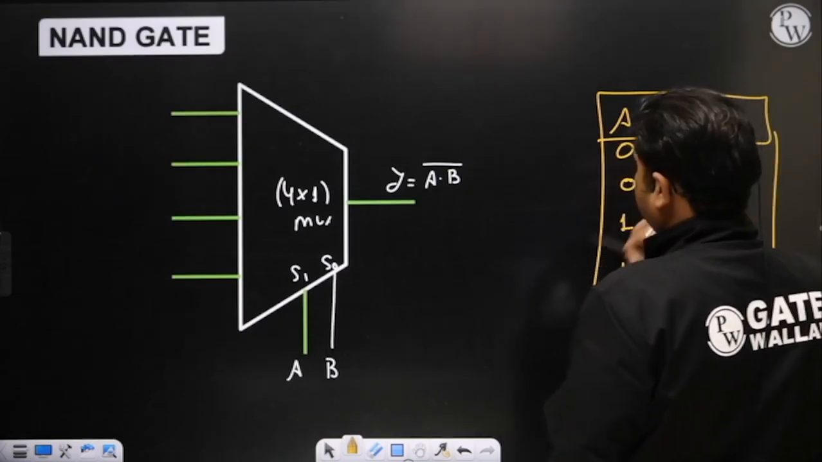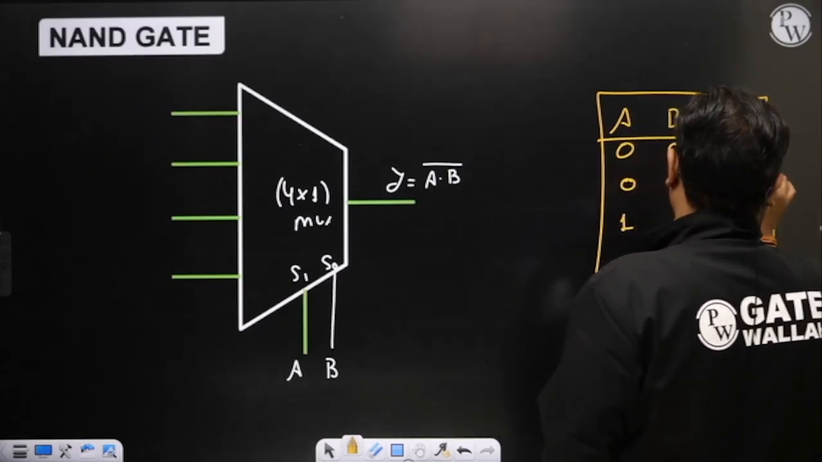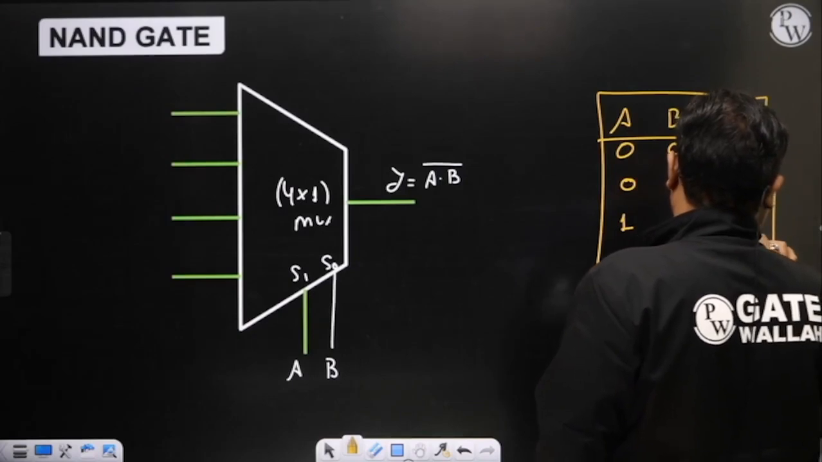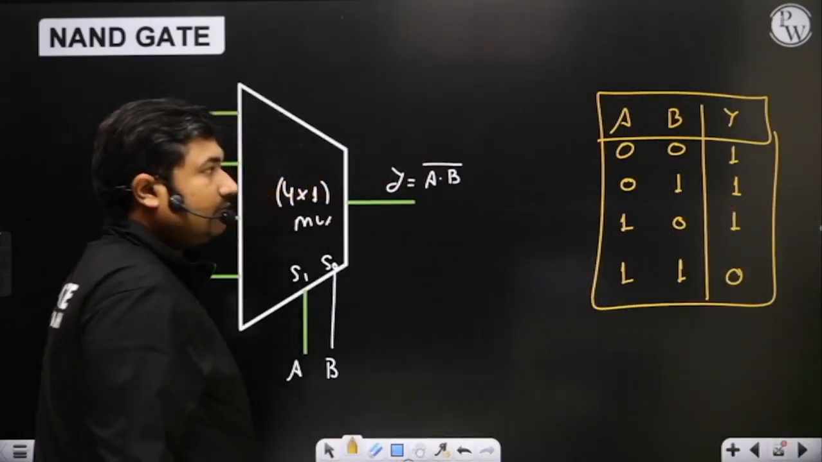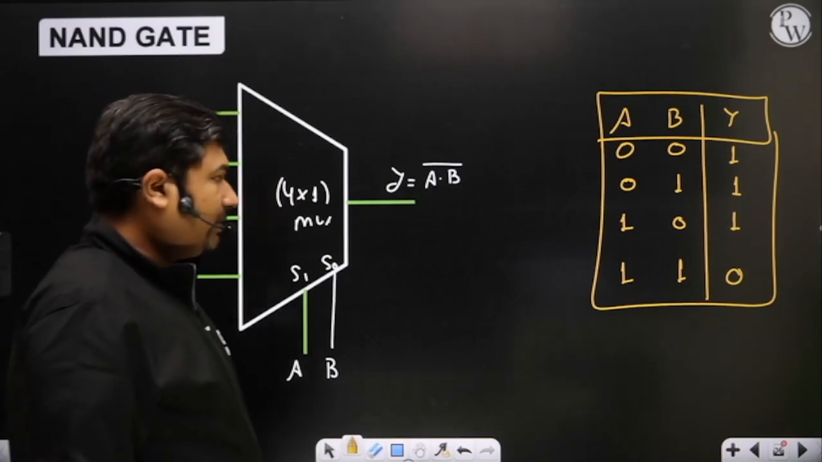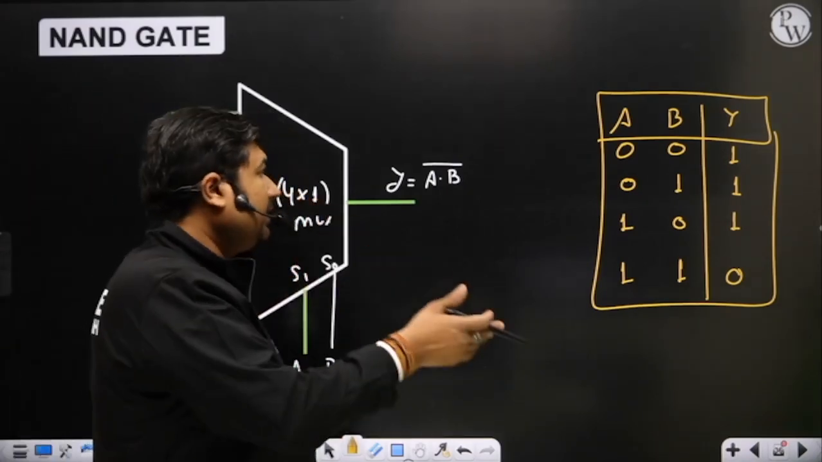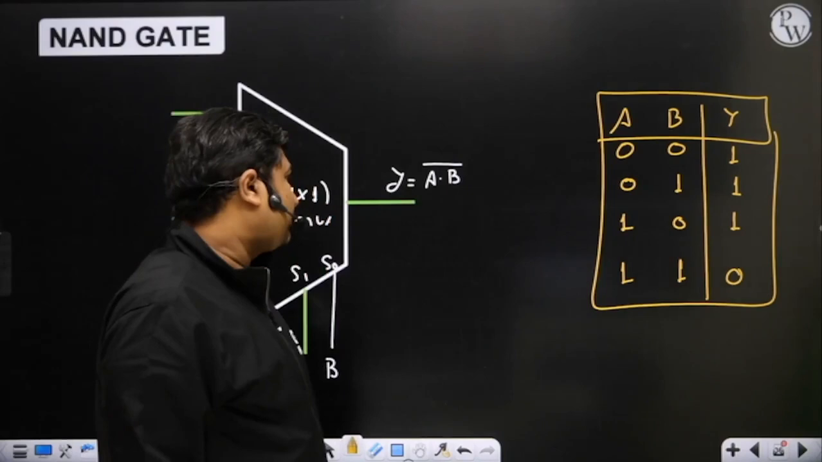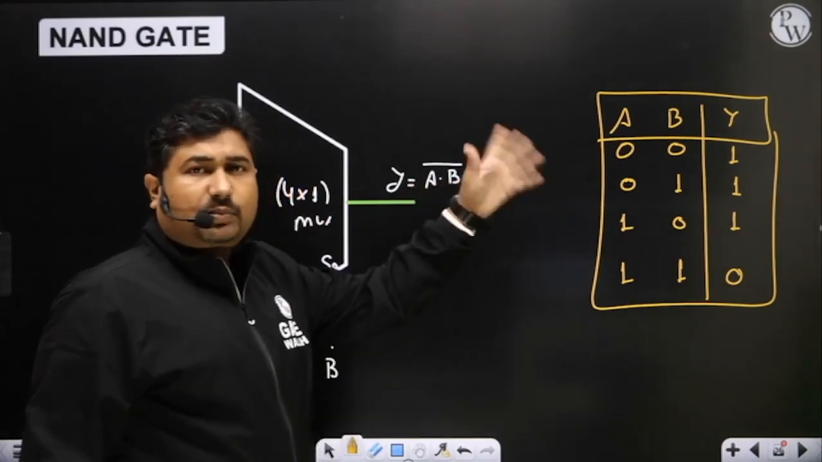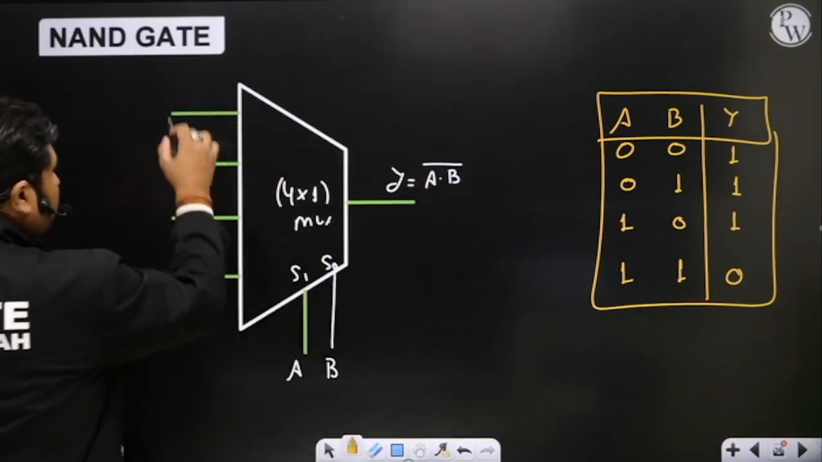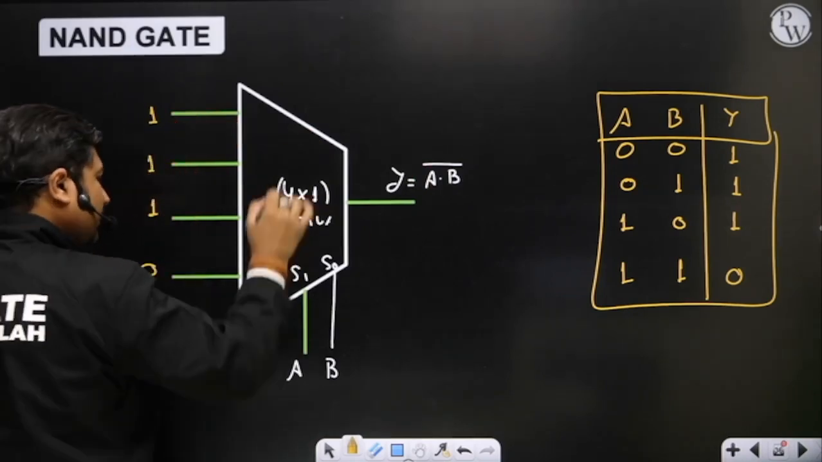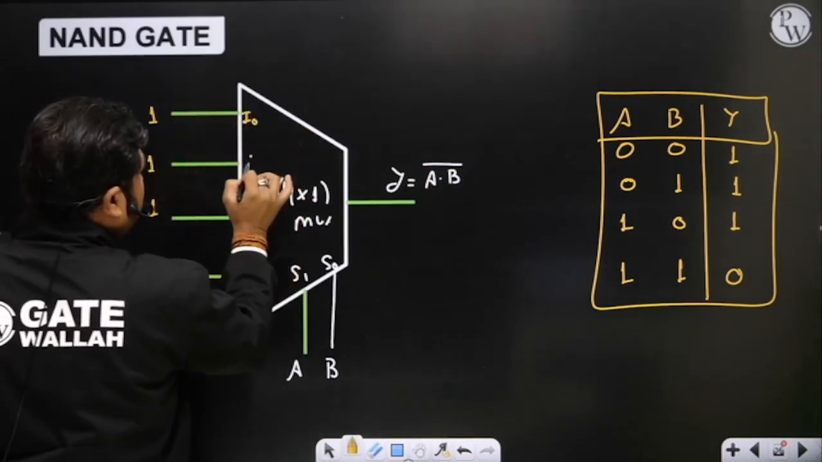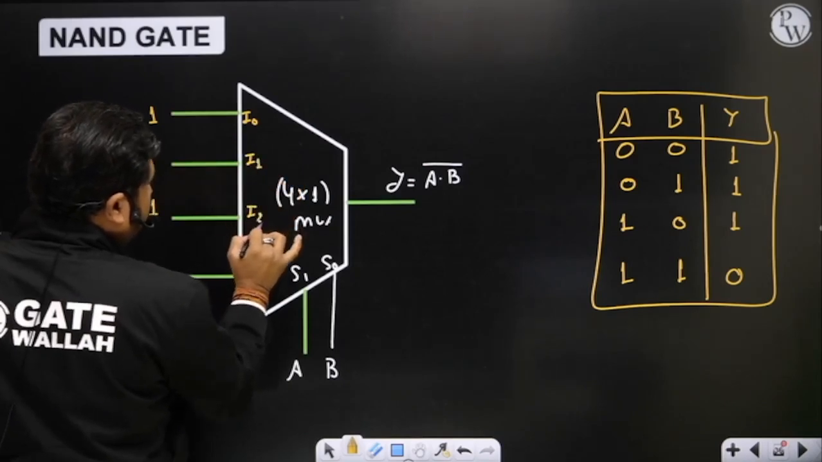0, 0, 0, 1, 1, 0, 1, 1. NAND gate will give output high when any one of them is low. When both are high, then only it goes low. Otherwise, if any one of them is low, then output Y is high. Yes, sir. So, you can just put it here as 1, 1, 1, 0. Your NAND function will be implemented. This is your I0 pin, I1 pin, I2 pin, I3 pin.